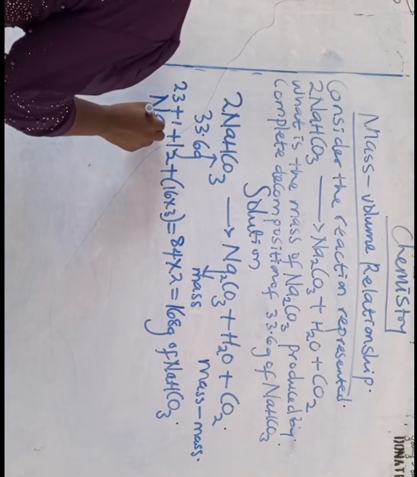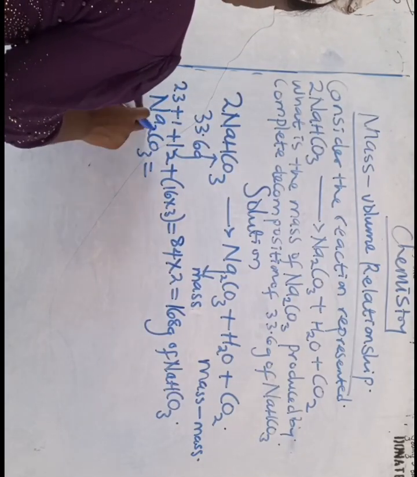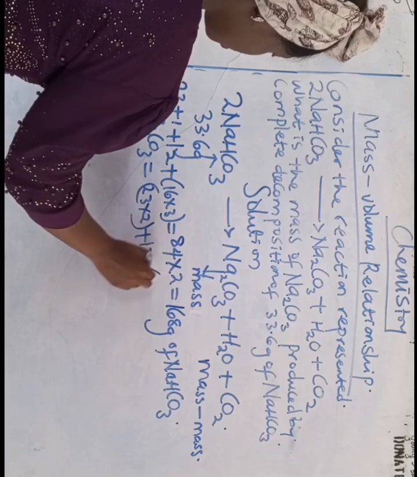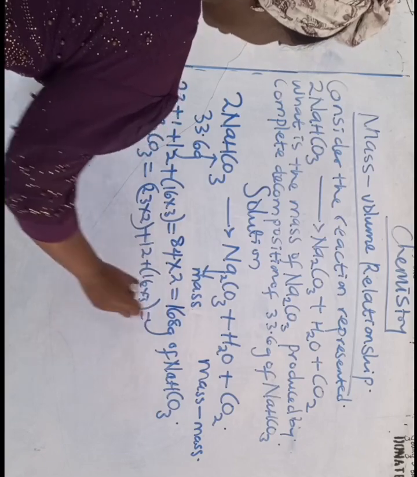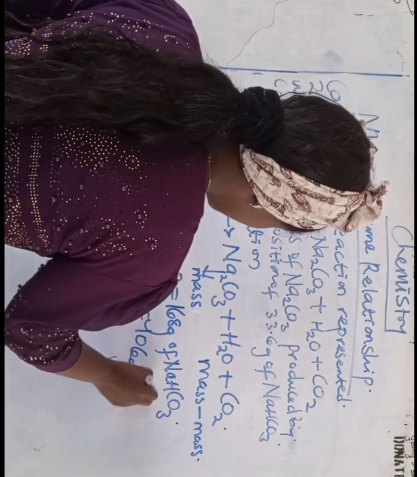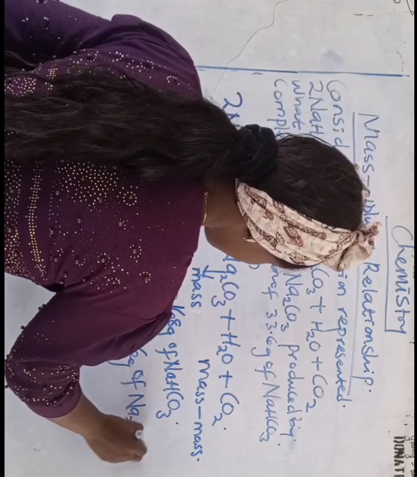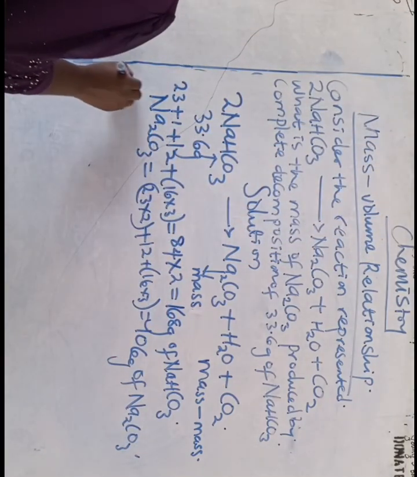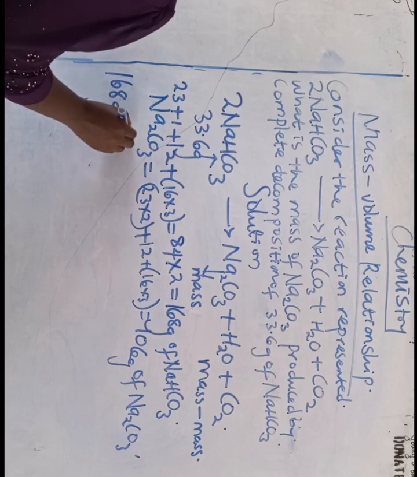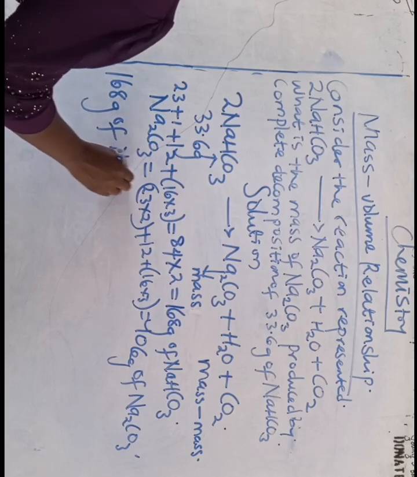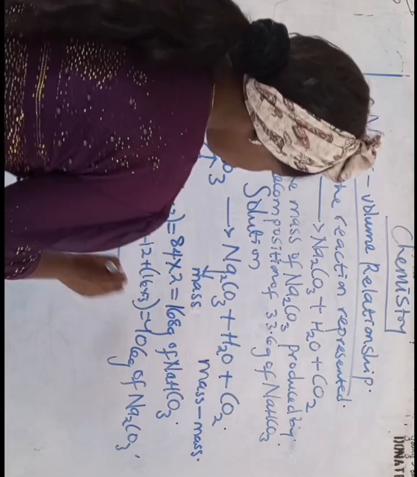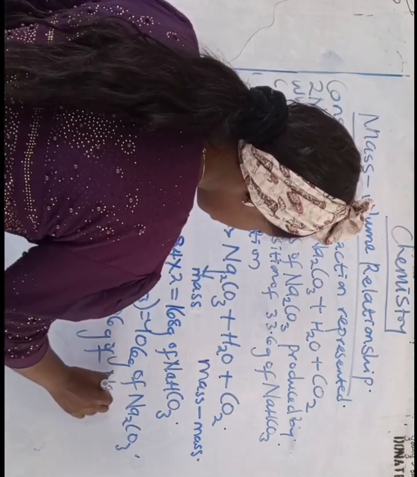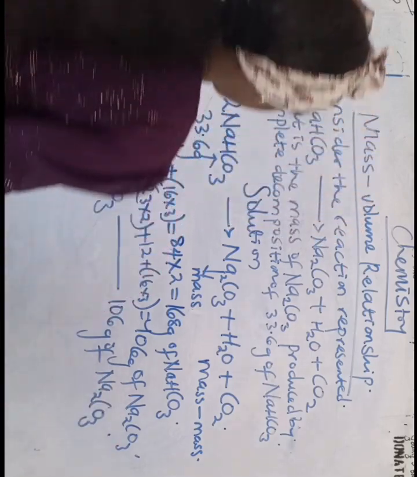Then Na2CO3, I have what? Sodium is 23 times 2, plus carbon, which is 12, plus 16 times 3. So here I have 106 gram of Na2CO3. Yeah, now let's get to work. So I will say 168 grams of NaHCO3 produced what? 106 gram of what? Na2CO3.